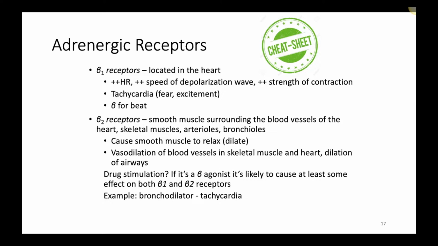Drug stimulation, if it's a beta agonist, is likely to cause at least some effect on both beta 1 and beta 2 receptors. A good example of this is a bronchodilator, salbutamol. That's a common one that people use for asthma attacks and also for cats when they're having asthma attacks as well. When we use it as a form of bronchodilation, it also follows with very immediate tachycardia, very immediate and very short-lasting tachycardia.